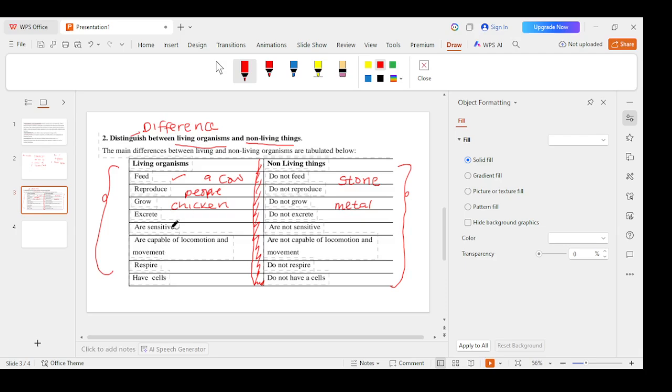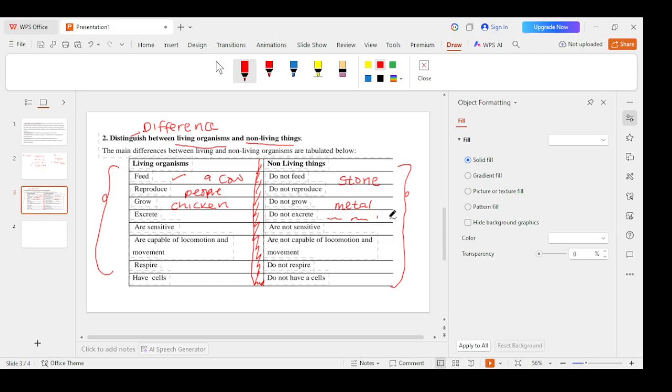Then we have excretion. People, we remove unwanted products from the body: urinating, going to the toilet, we run, we sweat, we breathe out carbon dioxide. But non-living organisms do not excrete. You never see a stone urinating, you never see a metal sweating, you never see a desk where you sit in class excreting, urinating, or going to the toilet.